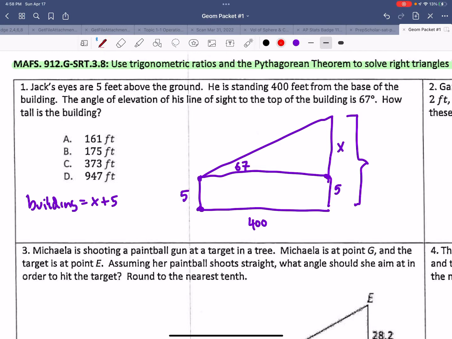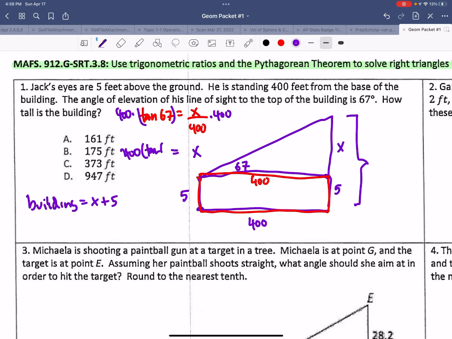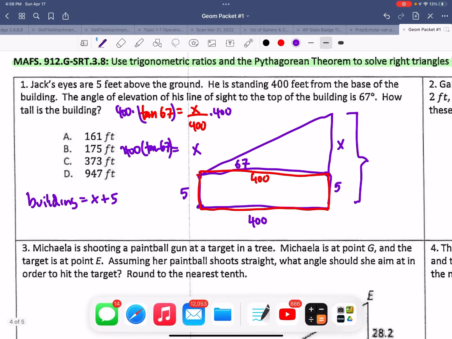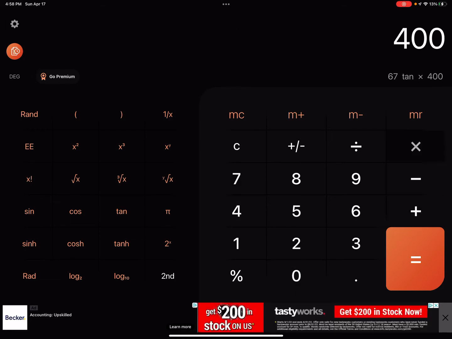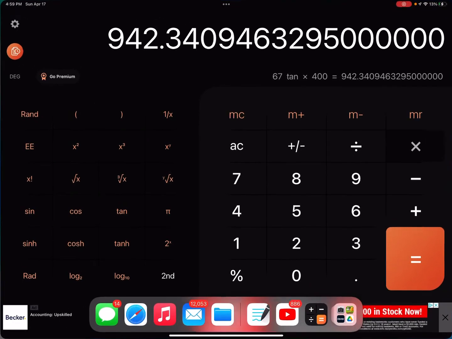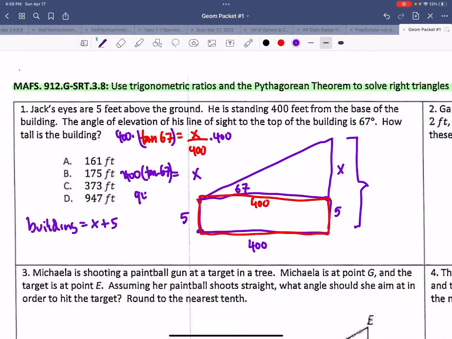So what else do we know? Well, this is a rectangle, right? So that would mean this is 400. So we have the tangent of 67 is x over 400. So we're going to multiply by 400. And we'll see what we get. All right, 942.34. Now remember we were going to add 5, so that would be 947.